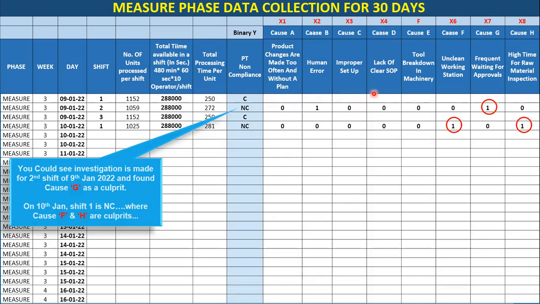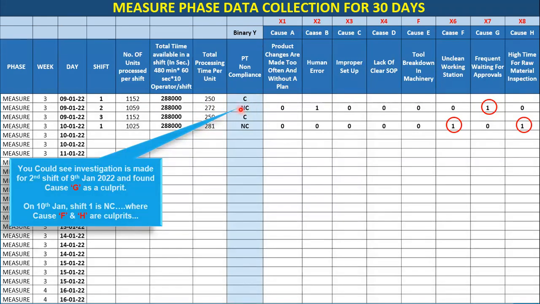So we are not going to do any investigation over here. So you could see blank over here. But next shift, we happen to produce only 1,059 products or parts with the same time available. So here, total processing time is 288,000 divided by 1,059, which gives me 272, which is a little higher than the client given target of 270 seconds. This is a bit higher, which is not compliant.